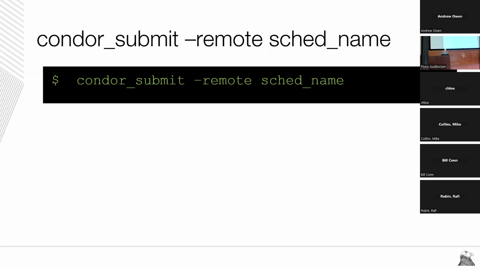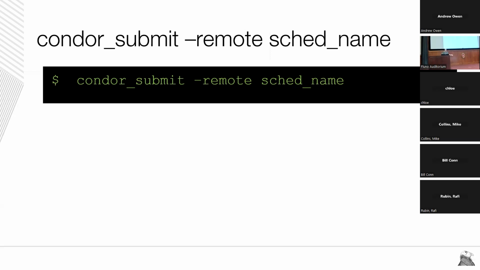The input files were sent from your laptop maybe to where the schedd is running. Your output files come back. There's no path to get it back to your laptop. So where do the files go? Where do the files go? What's that? The spool directory, that's right.